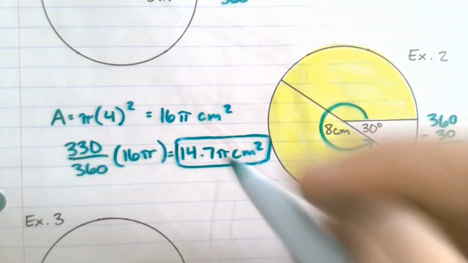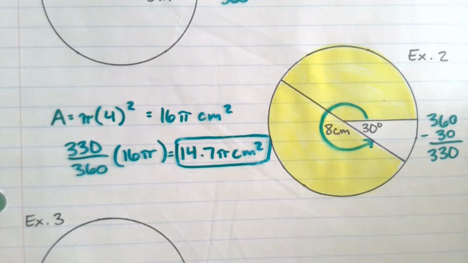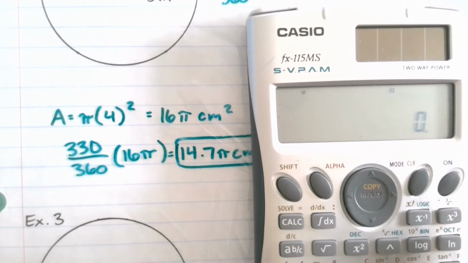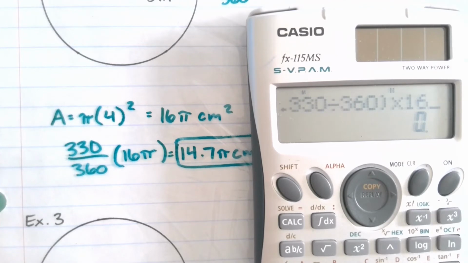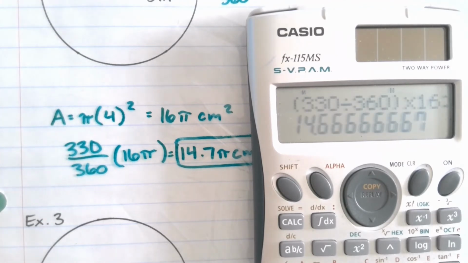If you're not getting these, make sure that you're putting this in your calculator correctly. We've talked about this before, so with that 330 over 360, make sure you've got it in parentheses. You can use division if your calculator doesn't have that fraction feature, and then multiply by 16. That's getting you that 14.7.